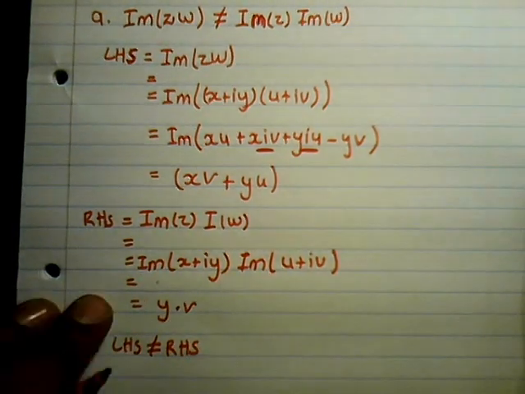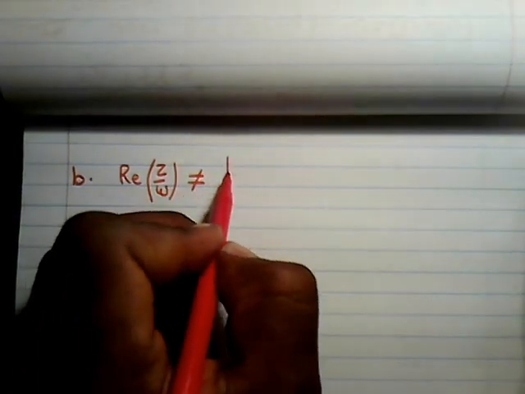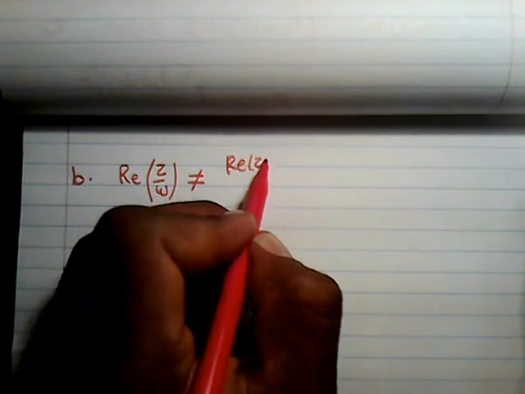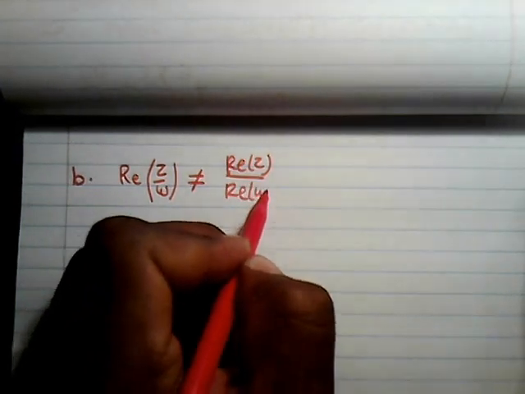Okay, going to B, working on B. B says that show that Re of z over w does not equal Re of z divided by the real part of w.